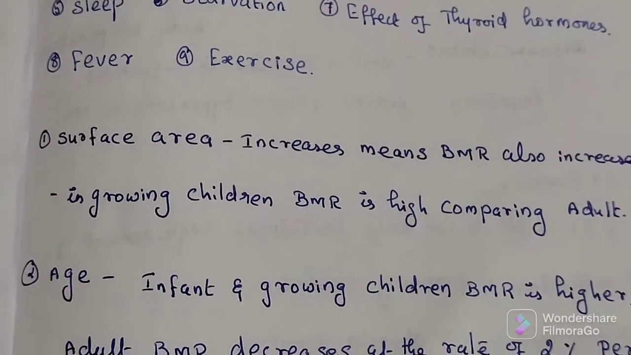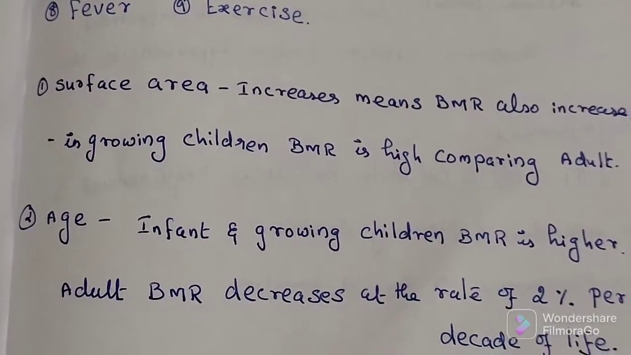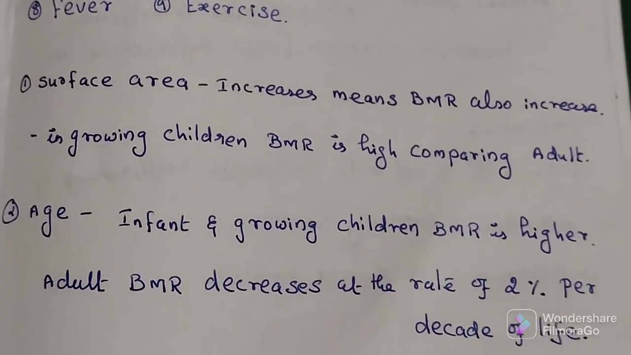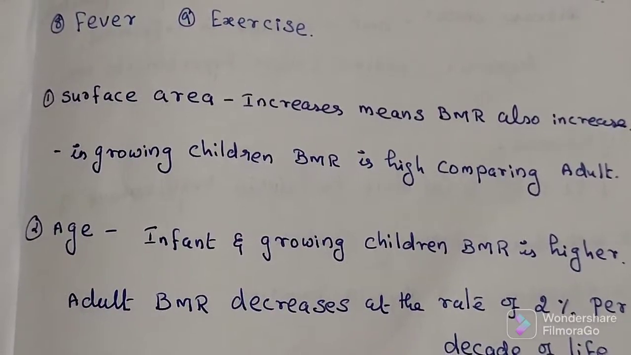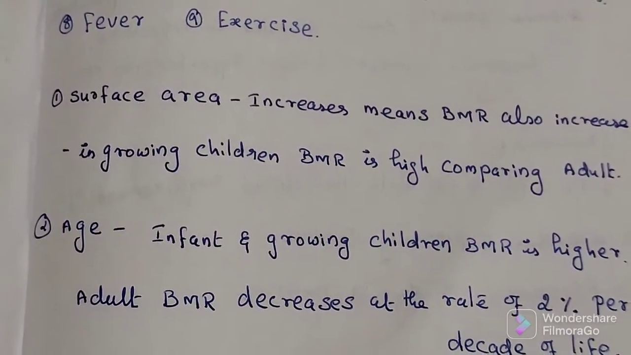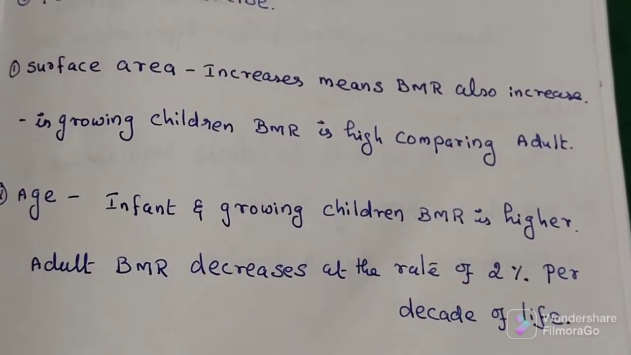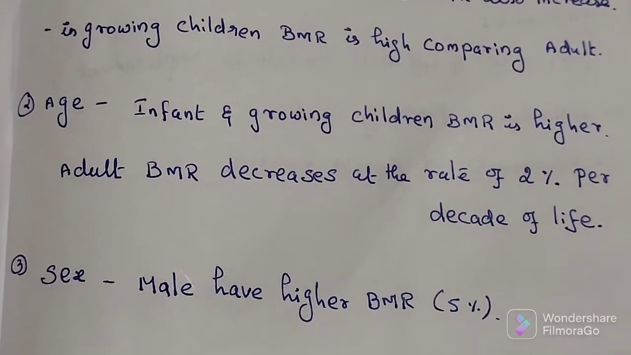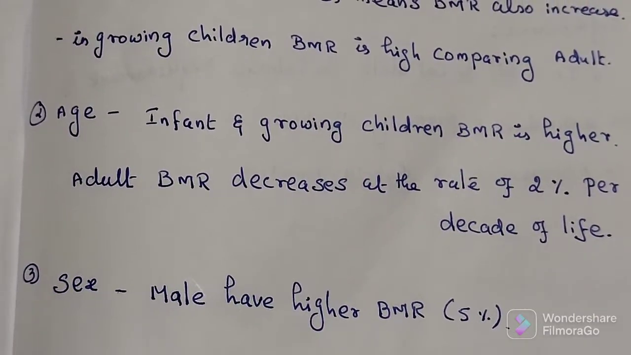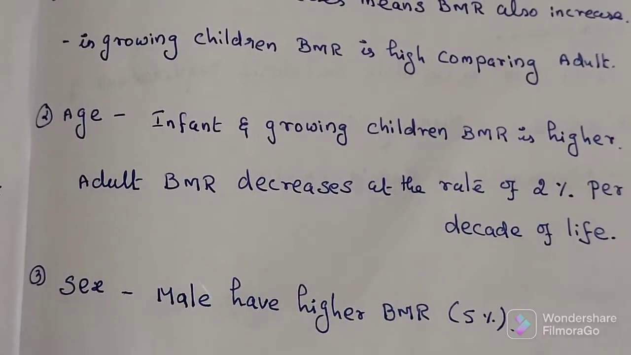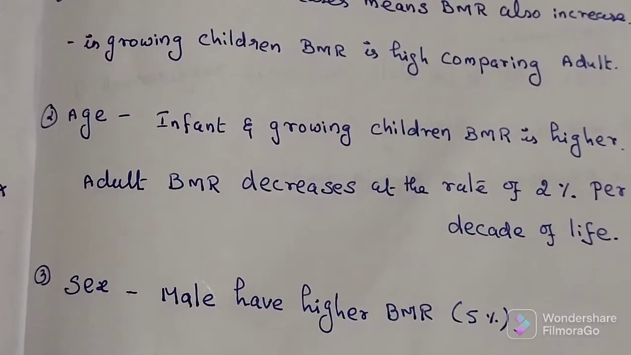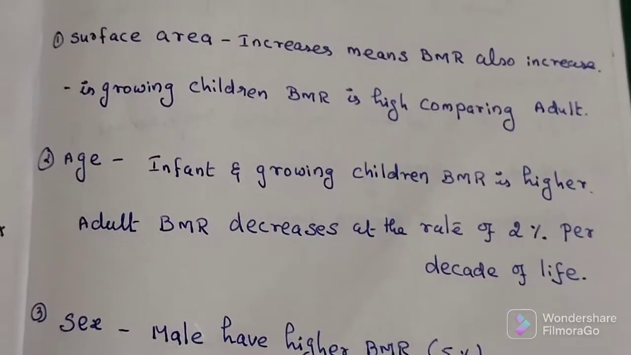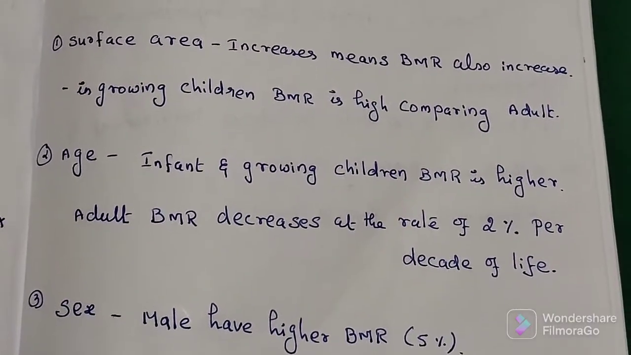That's why in growing children BMR is high compared to adults. Second factor, age. In infants and growing children BMR is high compared to adults. As age increases, BMR decreases by 2% per decade of age. Next one is sex. Males have higher BMR because of lean muscle mass, and in females adipose tissue is more and the effect of the hormone estrogen is there, so BMR is lower.